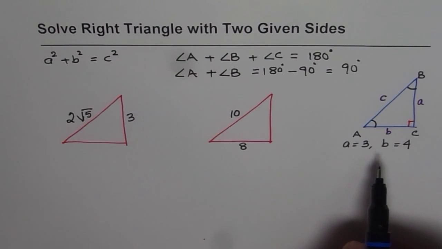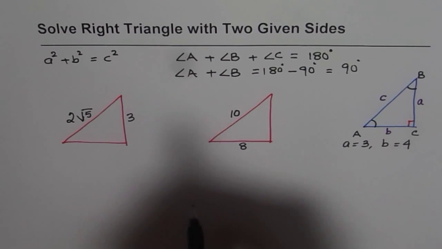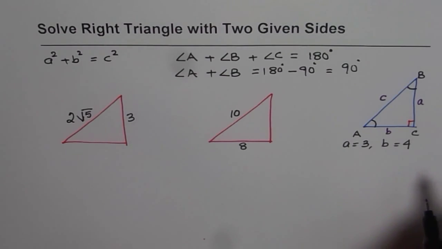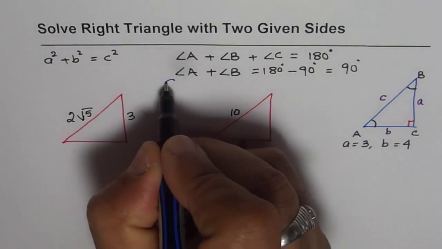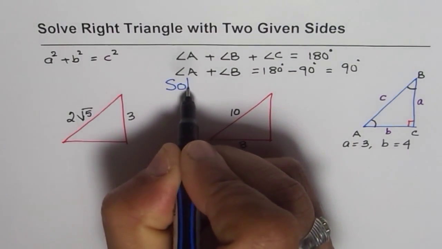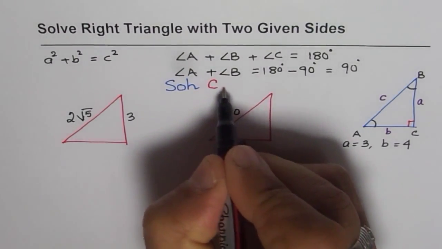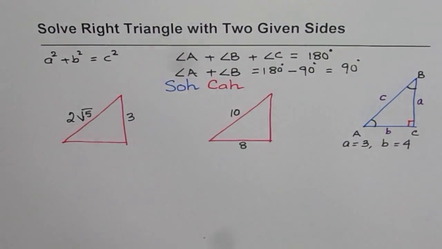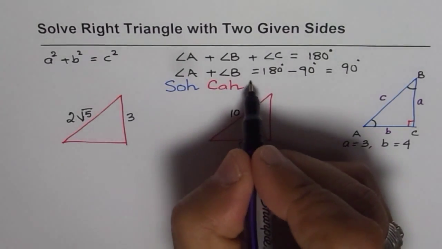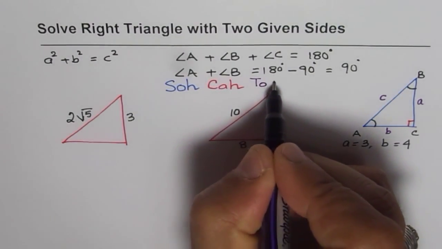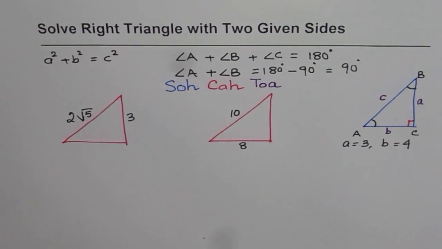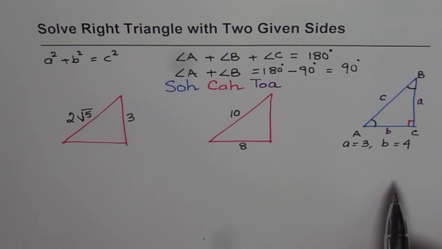So we also know the trigonometric ratios, which are sine, cosine, and tangent, right? Sine is opposite over hypotenuse. And then we know cosine. Cosine is adjacent over hypotenuse. And then we have tan. Tan is opposite over adjacent. So these are the three primary trigonometric ratios which we apply to solve a triangle, correct? So I think now we know all the things we need to know to solve the triangles.